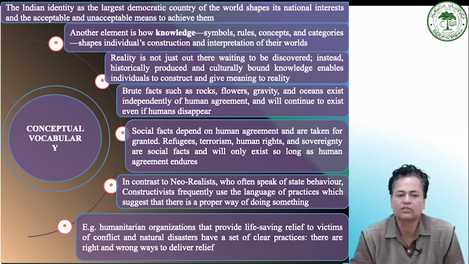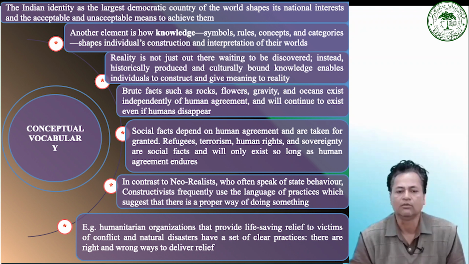Brute facts such as rocks, flowers, gravity, oceans exist independently of human agreement and will continue to exist even if the human beings disappear. So, you have to make a difference between the natural science facts and the social facts. Social facts are different from natural science, in that the natural science facts like the rocks, the flowers, the gravity or the ocean, they exist independently of human relationship or human agreement, but the social facts they would be there, and they greatly influence your understanding, your belief, your identity.